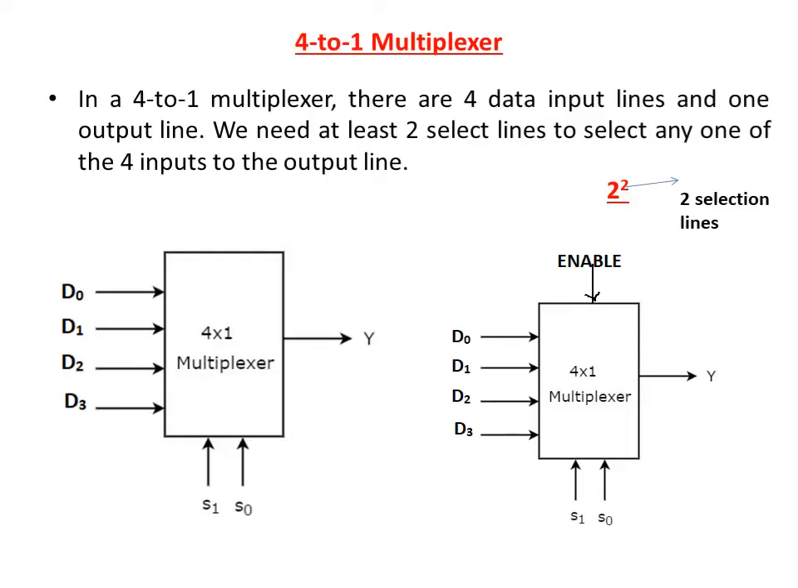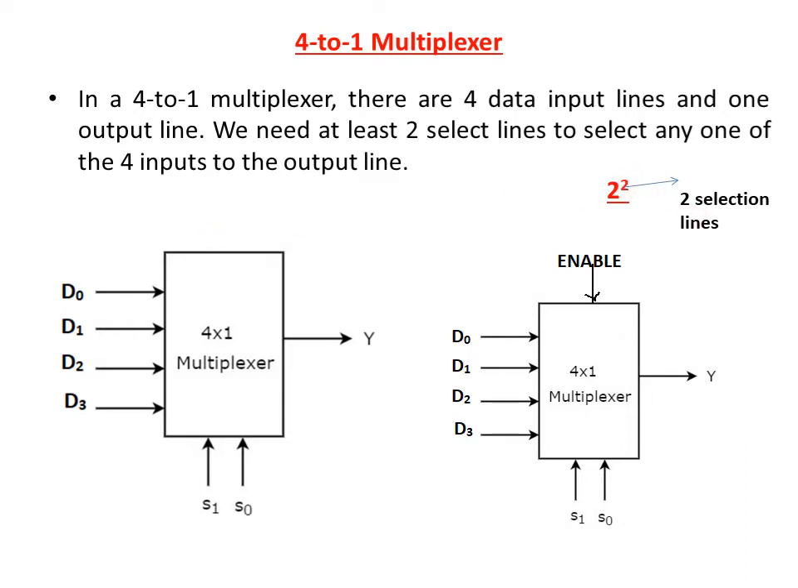4 to 1 multiplexer. In a 4 to 1 multiplexer, there are 4 data input lines and 1 output line. So we need at least 2 selection lines to select any one of the 4 inputs to the output line. That means the data inputs are 2 power 2, and so 2 selection lines are needed.